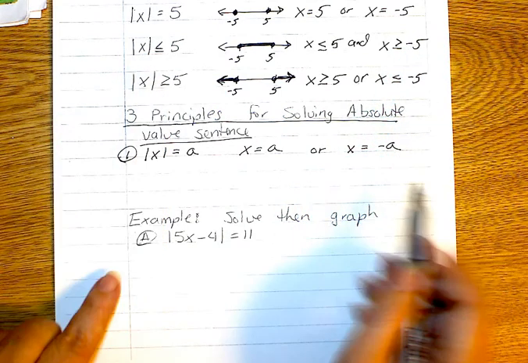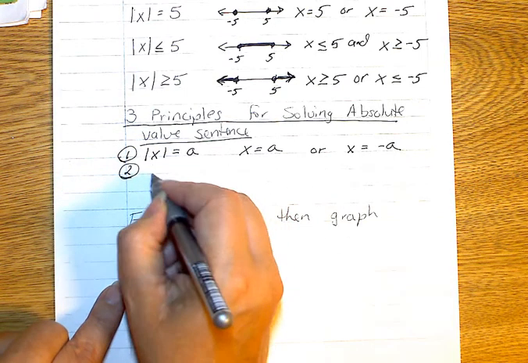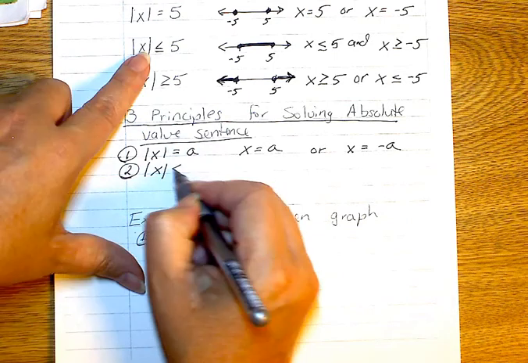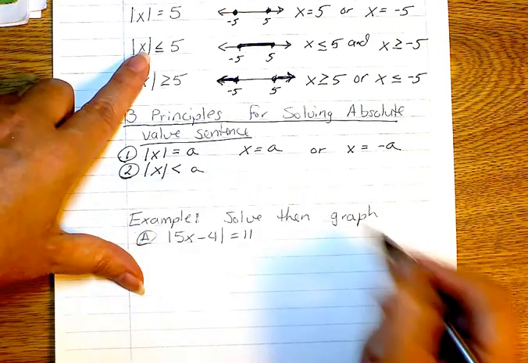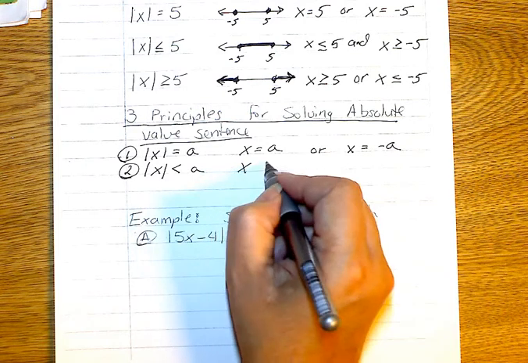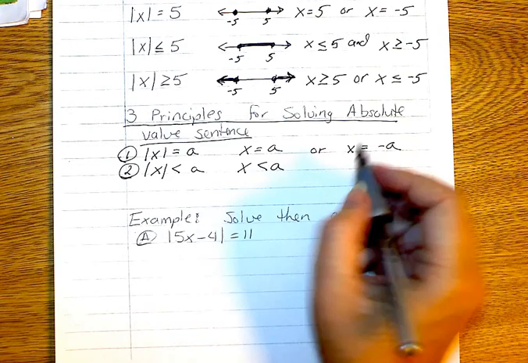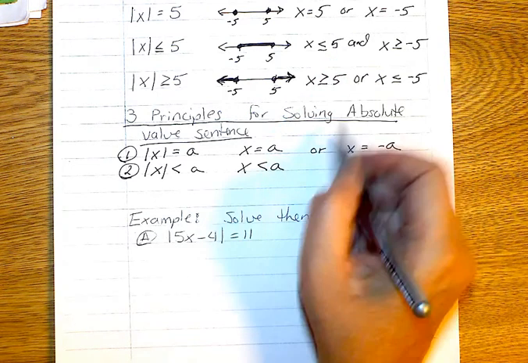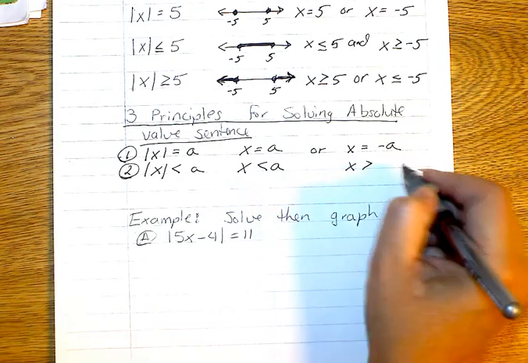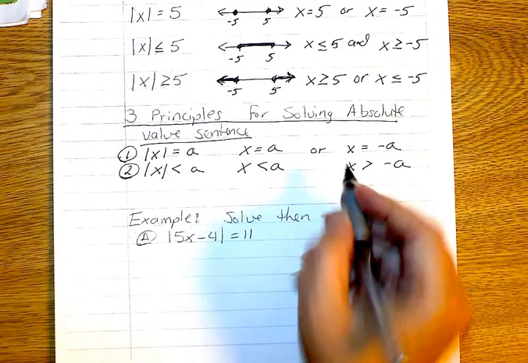So the next one, number 2, says that the absolute value of x is less than a. Then we have x is going to be less than a. And what do you think is going to be next? X is greater than negative a. So we have x is greater than negative a, but now is this and or? It is and.